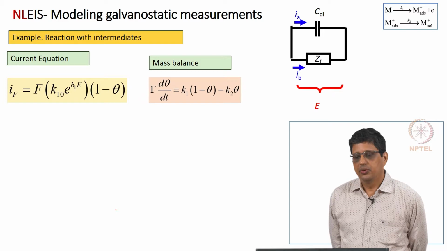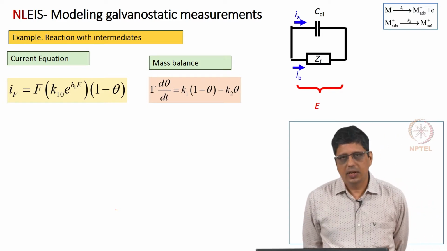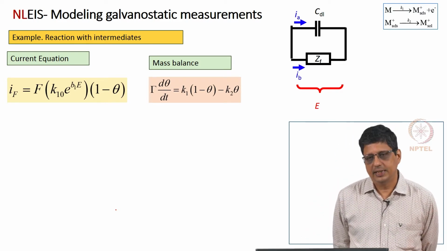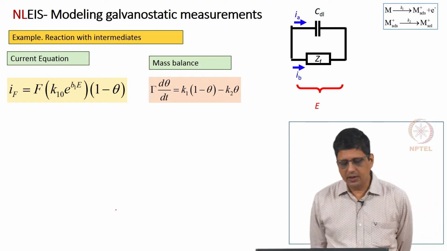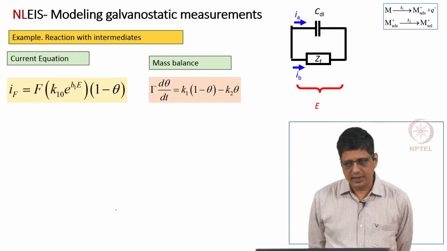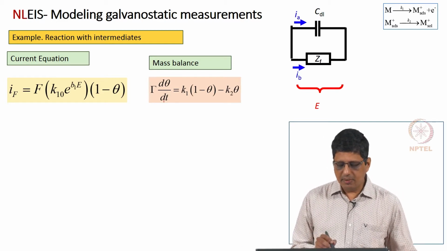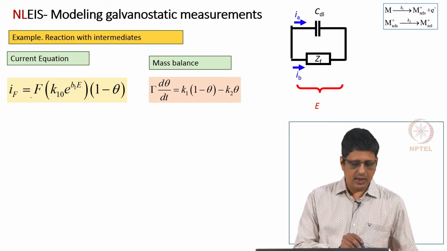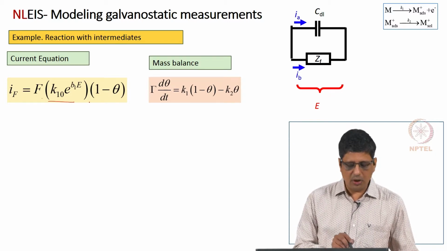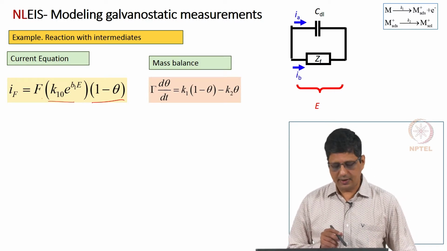What happens when you have a more complex mechanism? We look at the mechanism with an intermediate species, a two-step mechanism. We have seen the mass balance equation and we have seen the charge balance equation before. So, the mass balance equation is gamma d theta by dt is k1 (1 minus theta) minus k2 theta, and the current equation is F k1 (1 minus theta). Only the first equation contributes to the electrons.